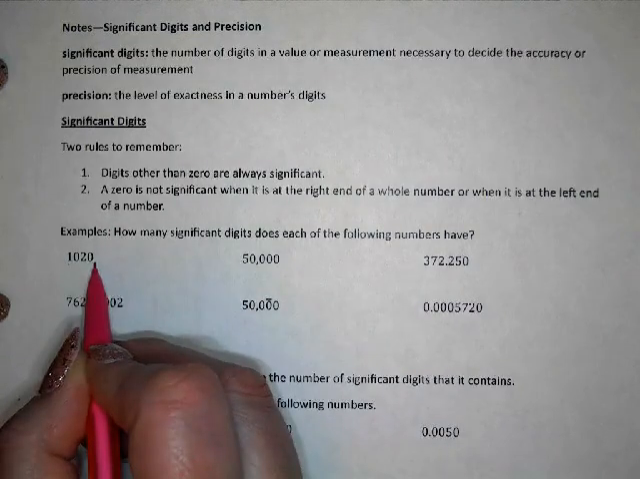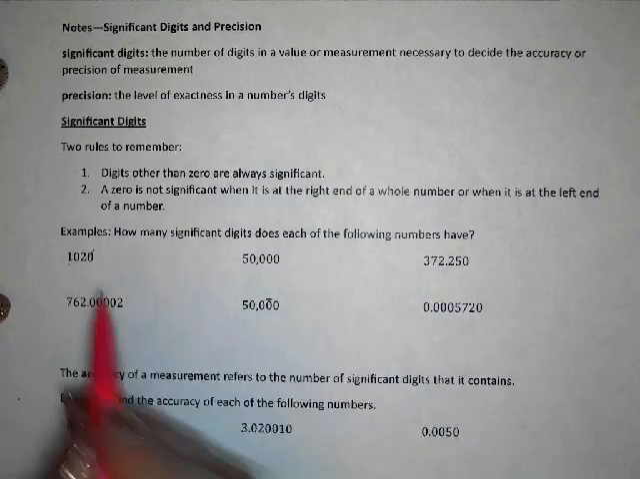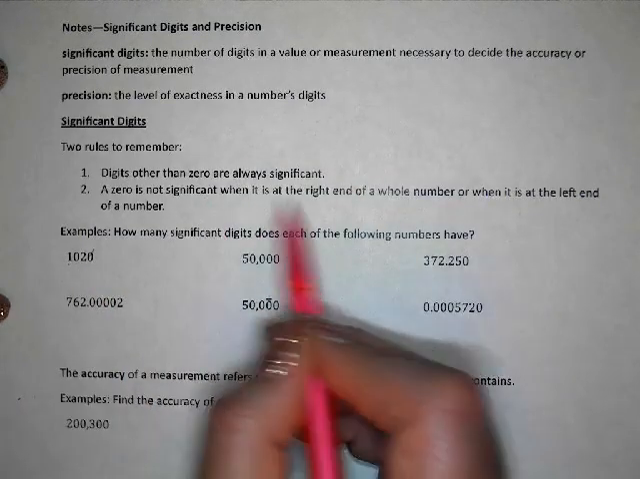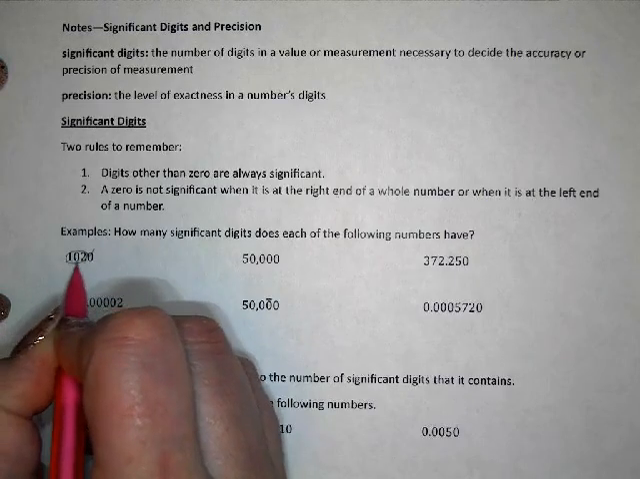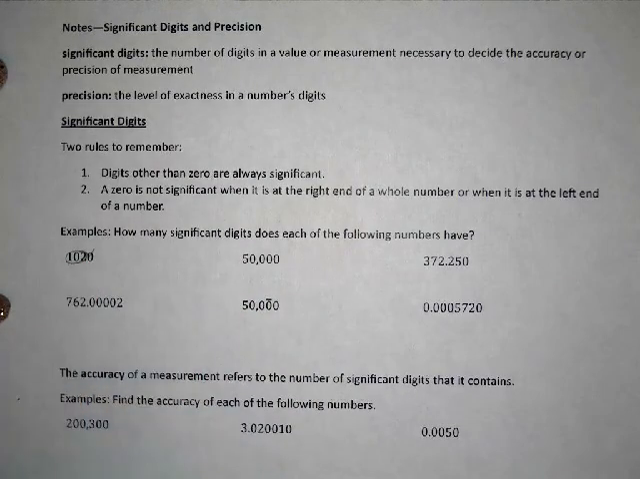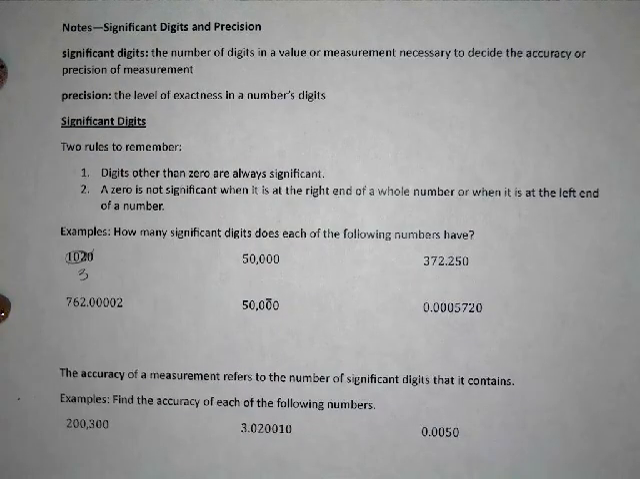So this is a whole number. That means we're going to ignore the 0 on the end, because for whole numbers we ignore any 0 that's on the right end. And then anything that's not a 0 is going to be significant, and any 0 that's trapped in the middle ends up being significant because it doesn't fit this second rule. So this has 3 significant digits.